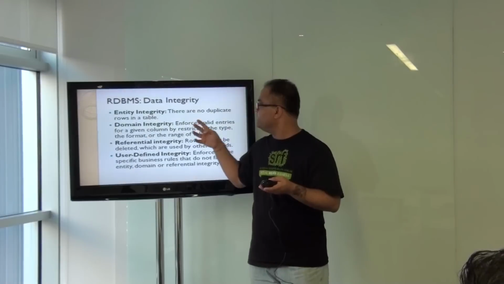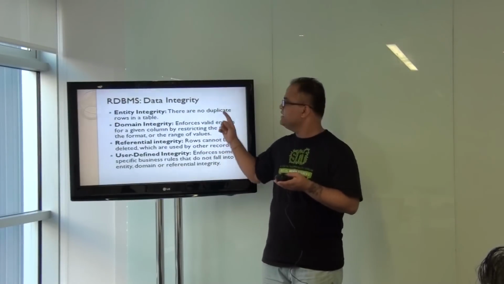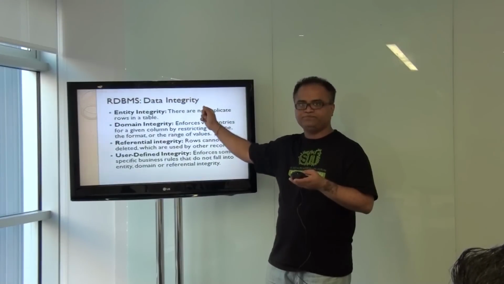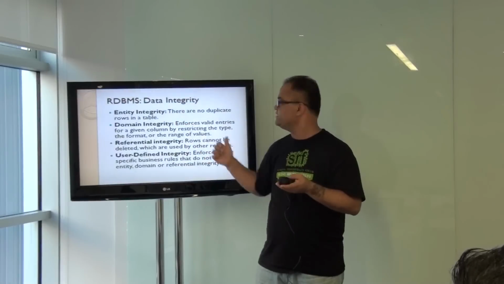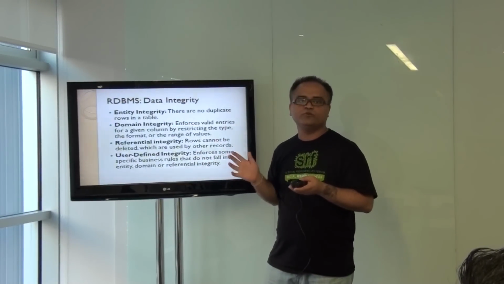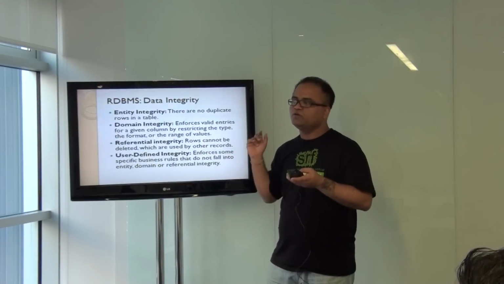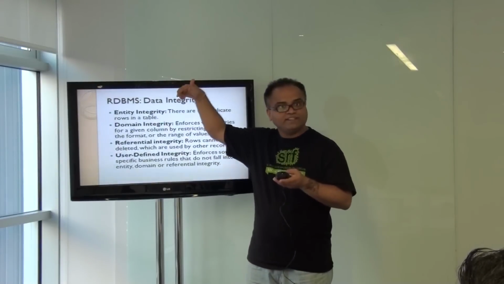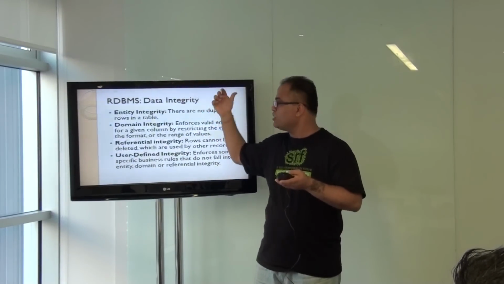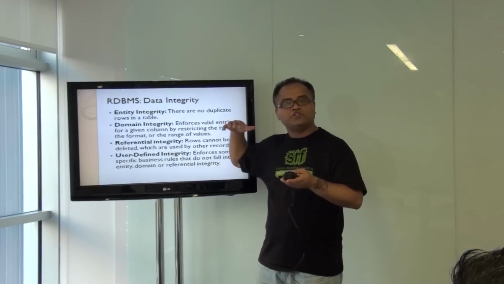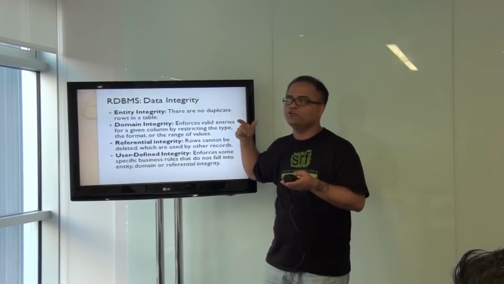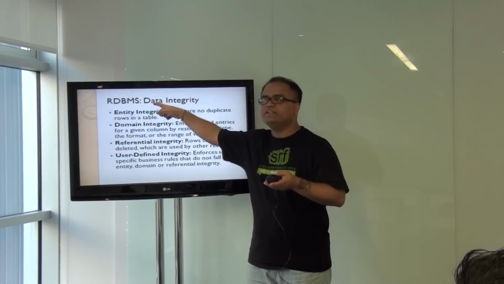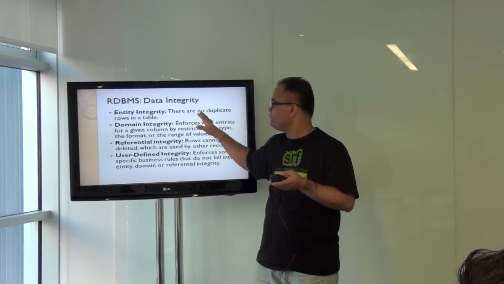So what are the four major data integrity rules that any RDBMS follows? First rule is entity integrity. That means there cannot be a duplicate row in a table. So as long as you have MySQL as your database management system or MS Access, it makes sure that there are no duplicate rows. Now you don't need to write code to prevent duplicate rows because it's already taken care of without any extra code.